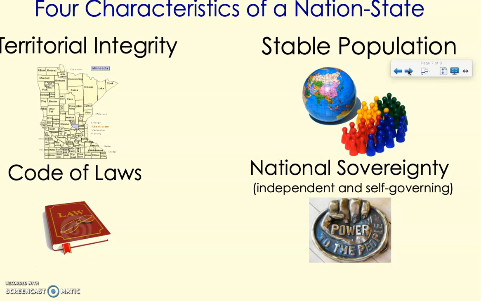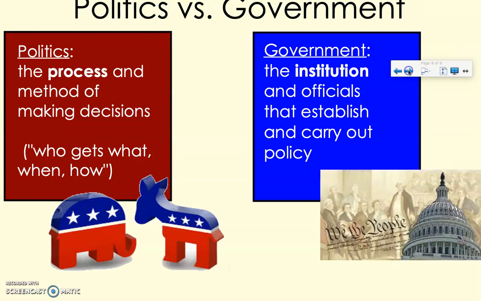The second thing is a population, a stable population. So a nation state has people living permanently within those boundaries that we just talked about. The third is a code of laws. So people of a nation state agree to live under a common legal system and are familiar with its laws, at least generally. And then the fourth thing is national sovereignty. A nation state has sovereignty, which means it's independent of other states and self-governing. All 50 states in our country are seen as nation states. They all meet this criteria. They have their own boundaries, they have their own populations, they have their own state laws, and they are independent and self-governing. And we'll come back to this concept as well.